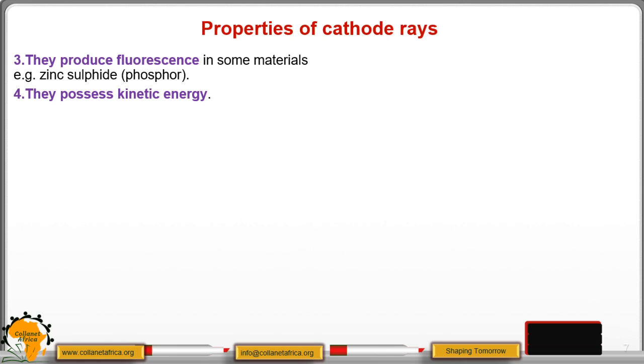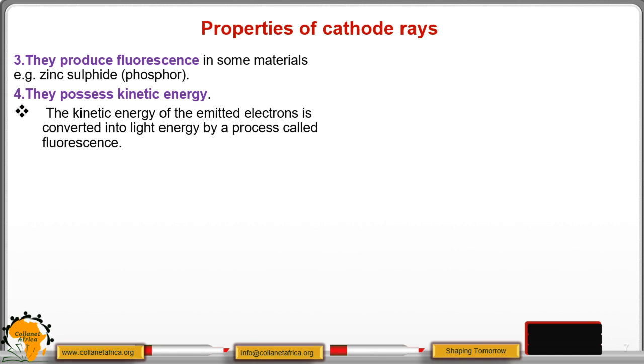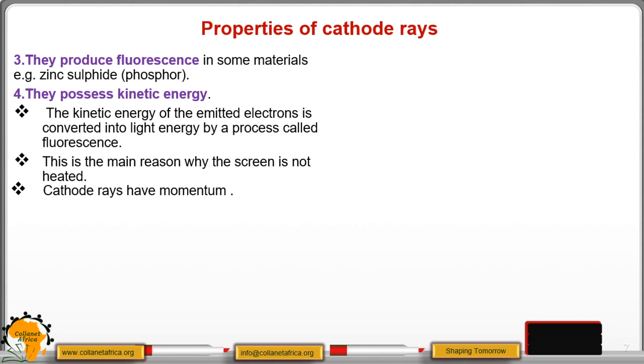Then from there, they possess kinetic energy. Remember, these are particles. And whenever we have particles that are moving, then they will have what we call kinetic energy. That kinetic energy is converted into light energy when they fall on the screen, and that screen now glows. The main reason why the screen is not heated is because the screen changes that kinetic energy into light energy.